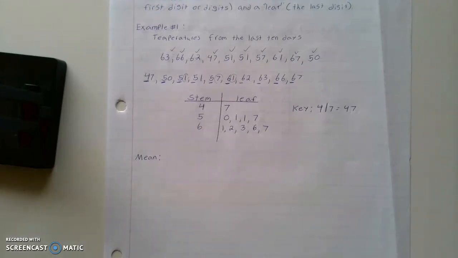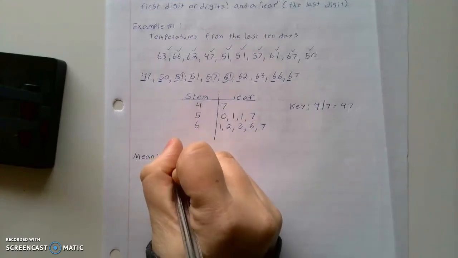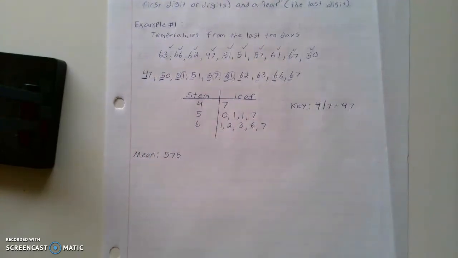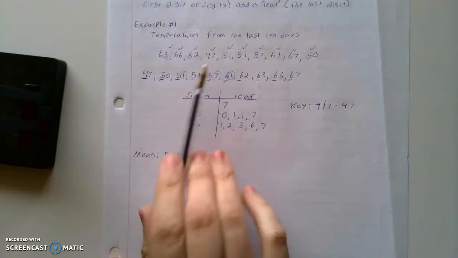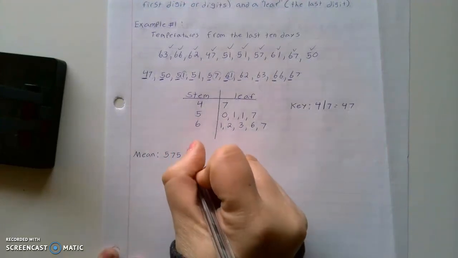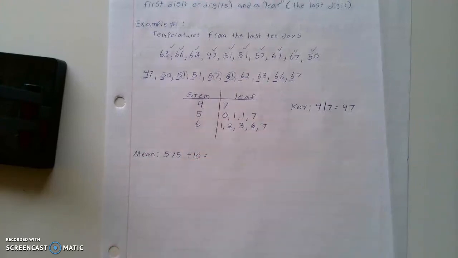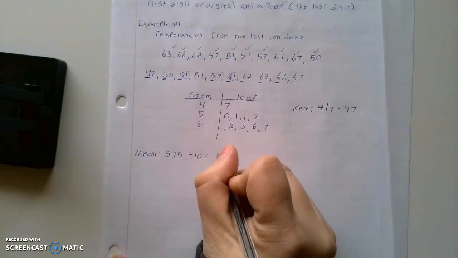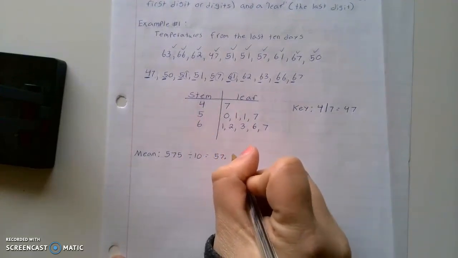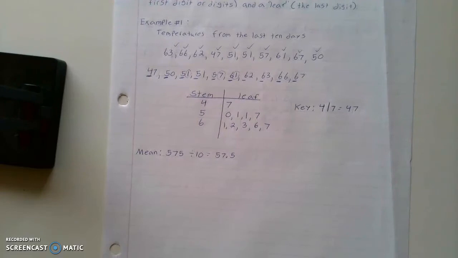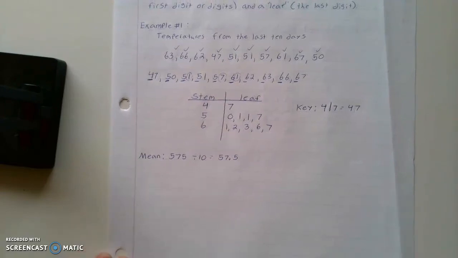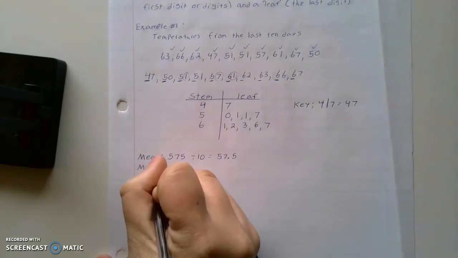Okay, when I added my numbers, I get 575. And remember, it told us it was temperatures from the last 10 days, so we're going to go ahead and divide that by 10. Pause the video and go ahead and do that on your calculator. And you should have gotten 57.5. Okay? Median is my middle number.